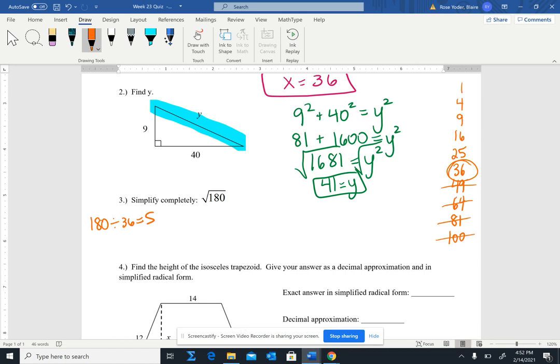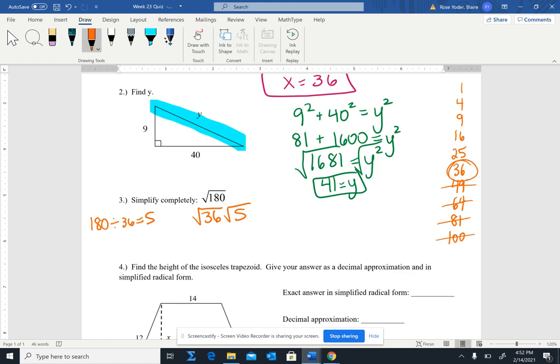So there's lots of numbers that go into 180. I don't care about all of those. I want it to be a perfect square. That's the whole point. I want to find the biggest perfect square that I can factor out. So I'm going to rewrite square root of 180 as square root of 36 times square root of 5.